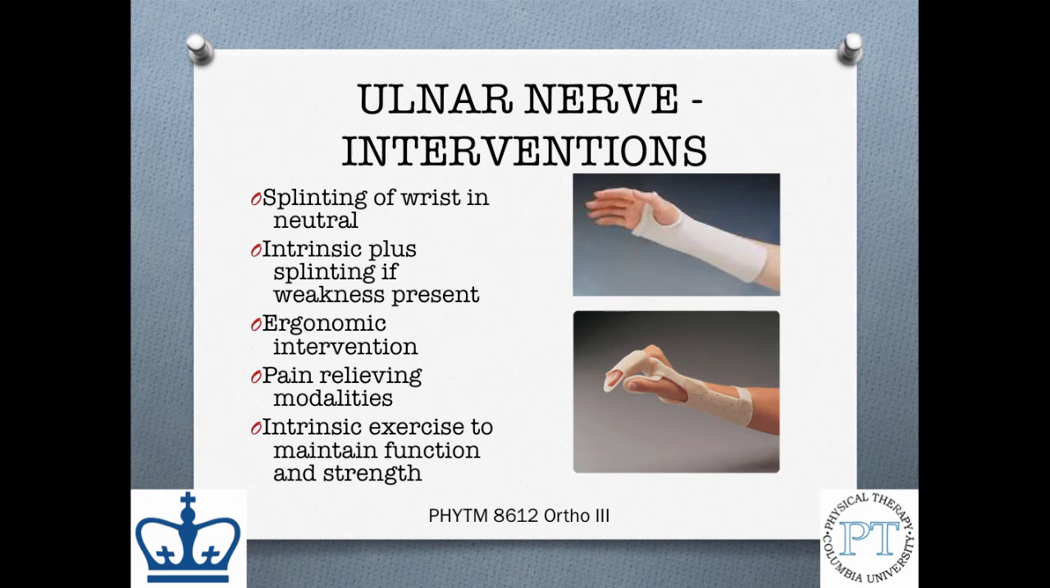In this position, the MCPs are flexed to about 60 to 70 degrees. The IP joints are fully extended and the thumb is in the fist projection. So the wrist is held in extension at about 10 degrees less than maximal.